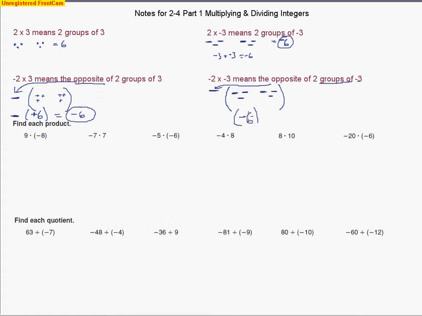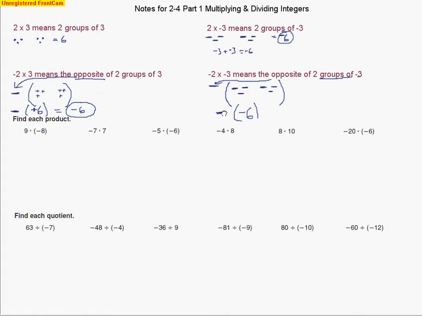But I need to take the opposite of negative 6. So what would that be? Well, the opposite of negative 6 is on the other side of the number line from 0. It's positive 6. So notice that when both signs are the same, we always end up with a positive. When both signs are different, we end up with a negative. And that's the rule that you need to remember when you're multiplying or dividing.